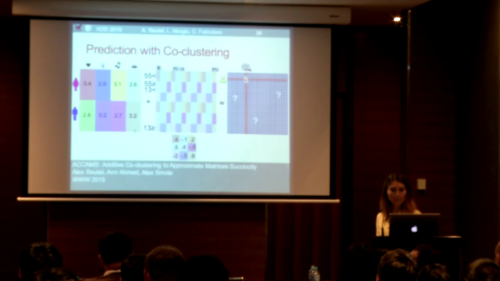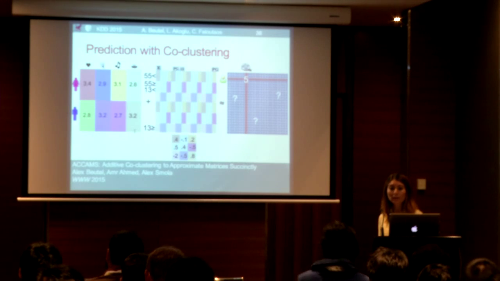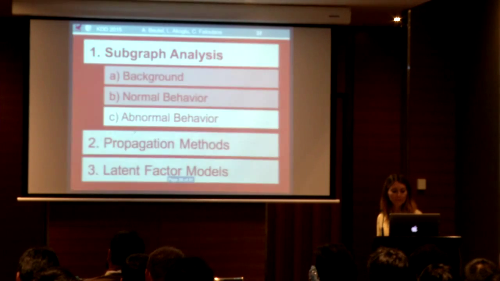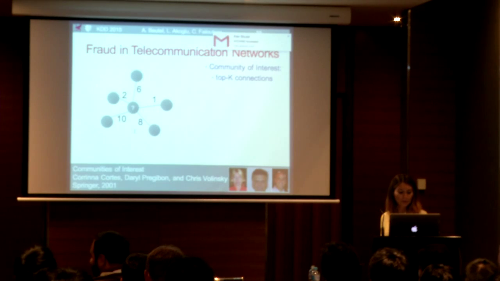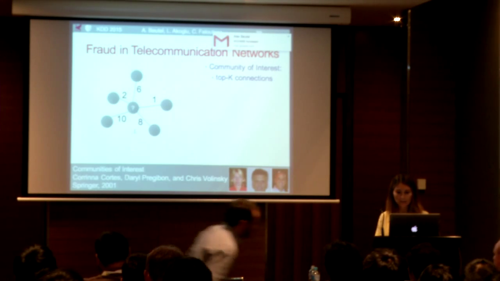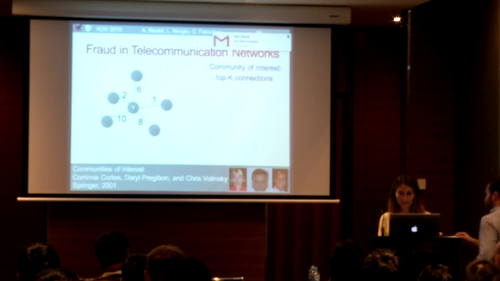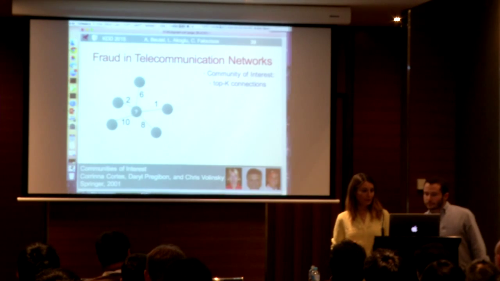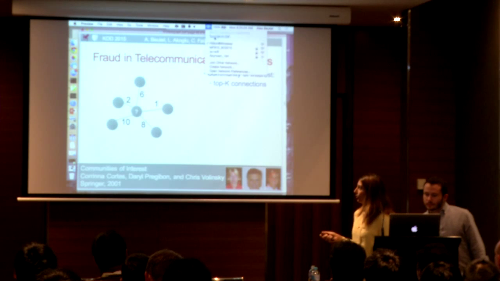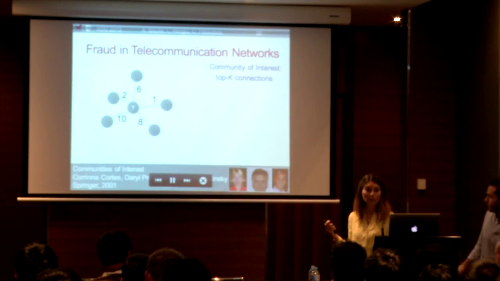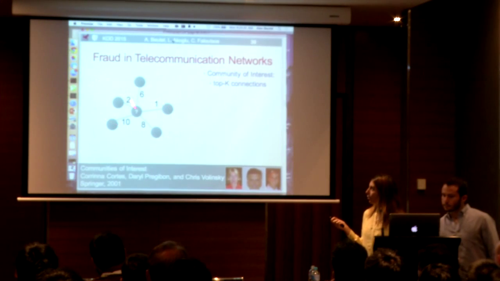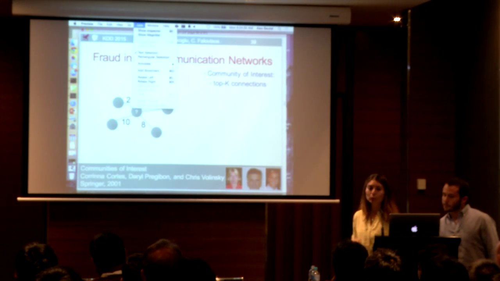Okay, so let me move on with abnormal. How can we use subgraph analysis to find abnormalities and fraud in real graphs? Okay, so let's start with this. One of the earliest works, in 2001, Cortes et al. studied telecom fraud. So in this case, you're given a node, and you're asking whether this person is committing telecom fraud or not. This is a telecom network. This is who calls whom. All right?